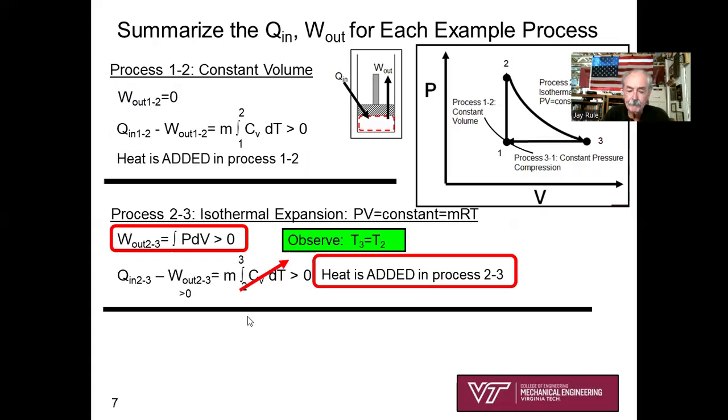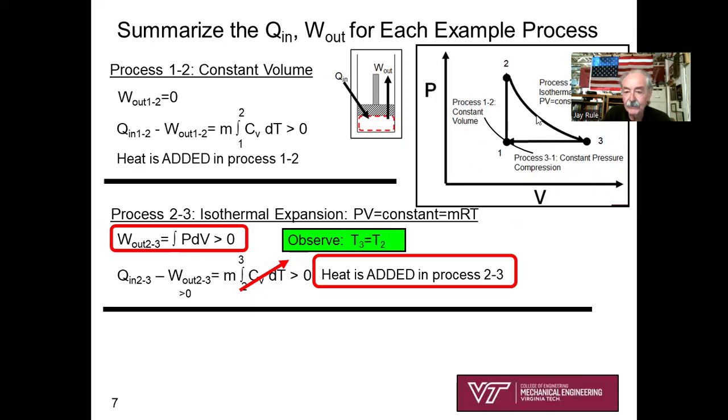Okay, 2 to 3. How about the work out? Could you figure out the heat added from 2 to 3 if you had the input numbers, mass, T2, V2, things like that? I would say, of course you could, right? Because work out is the integral of PdV from 2 to 3. The temperature is constant. If you've got an ideal gas, P is equal to mRT over V. So do you remember, you'd have a log term.